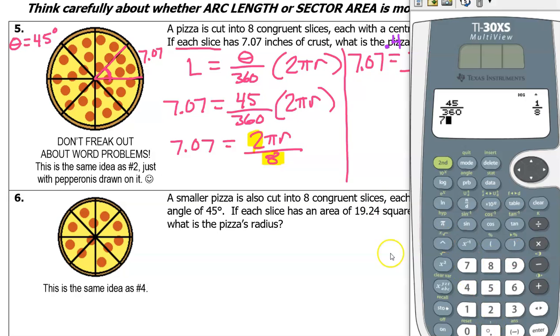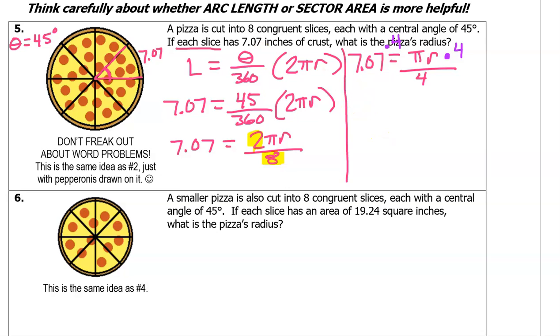So 7.07 times 4 is 28.28. That makes sense. So I've got 28.28 is equal to pi r. All right, the 4's cancel each other out. I'm trying to get r by itself. So I just need to divide both sides by pi. And then I'll be done.